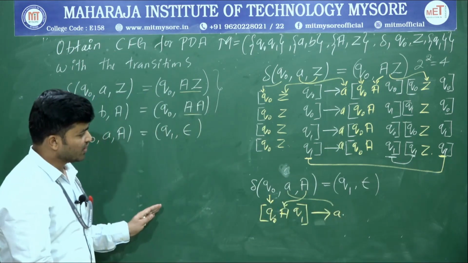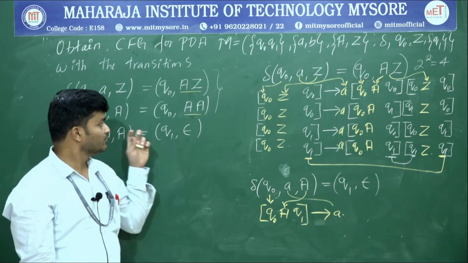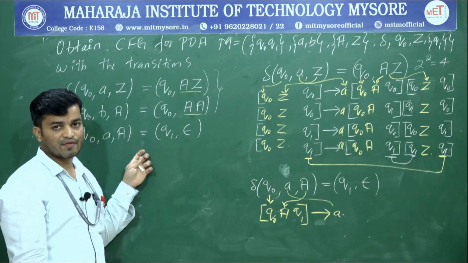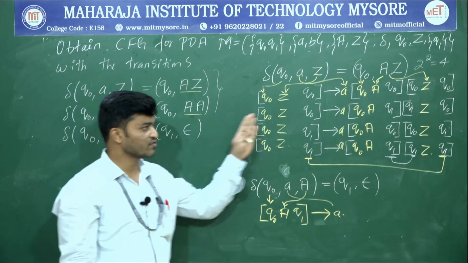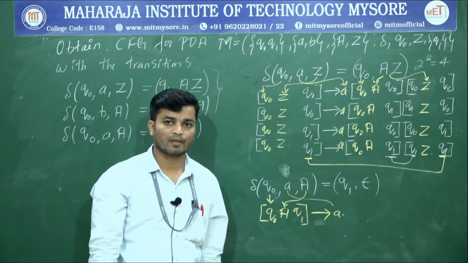That's it. In this way, you have to convert the given PDA, that is, a transition function for PDA, into context-free grammar. Thank you.